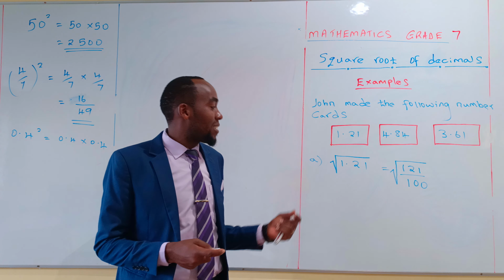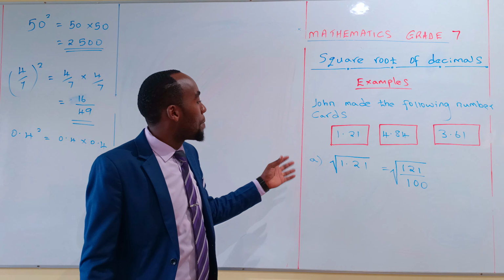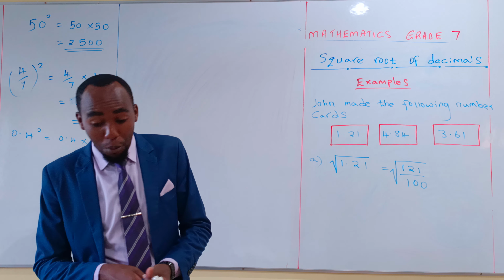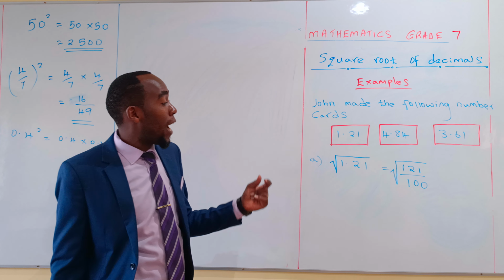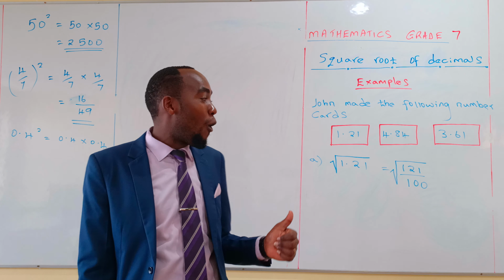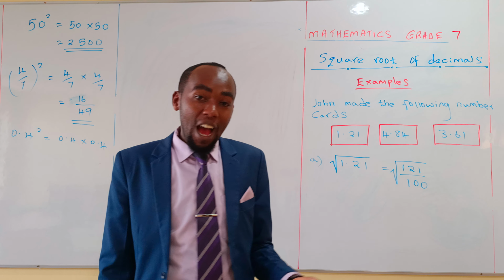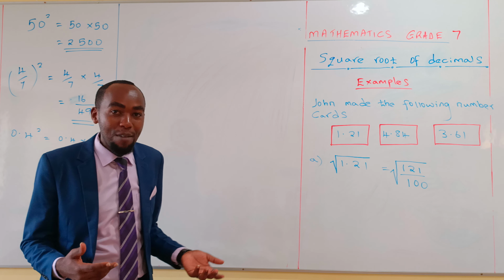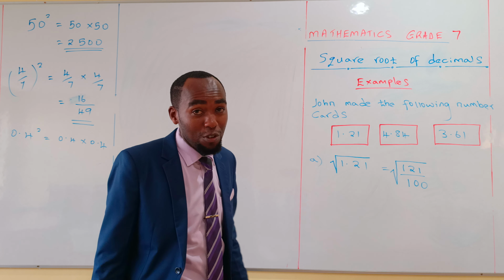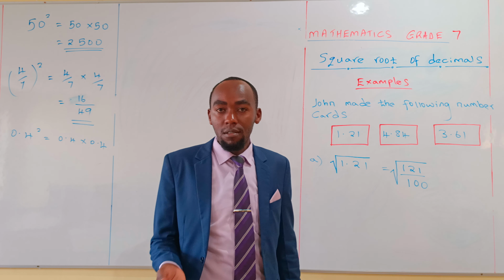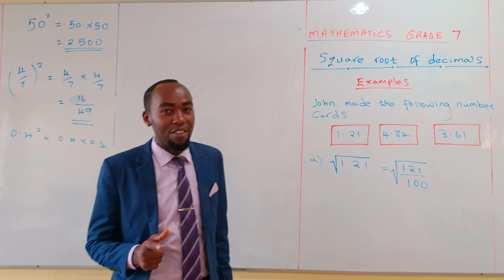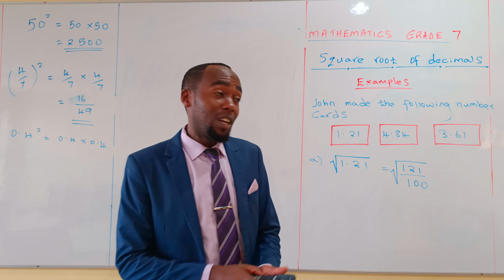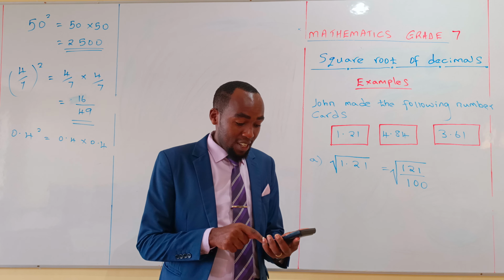Therefore, after converting the decimal number into a fraction, the second step is to find the square root of the numerator. Are we together? Our numerator is 121. Which number can you multiply by itself to give you 121? We know that 10 times 10 is 100. True? Now, what is 11 times 11? I believe 11 times 11 will give you 121. True? You can try that.